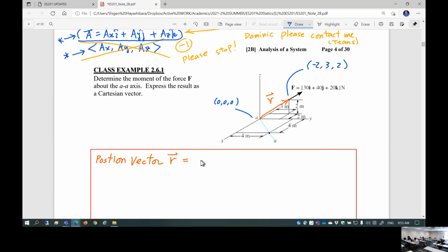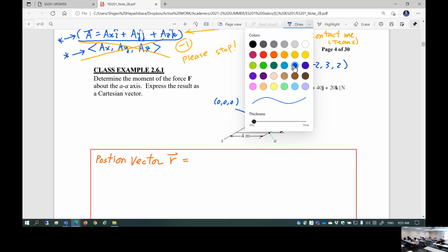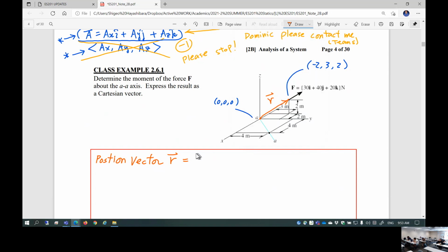That's right. So position vector R, because of that reason, is -2 minus 0, so -2i. 3 minus 0, plus 3j. 2 minus 0, so this is 2k. Do you follow that so far? So this is a position vector R. Can you construct it out of the coordinate positions? The unit is meter.